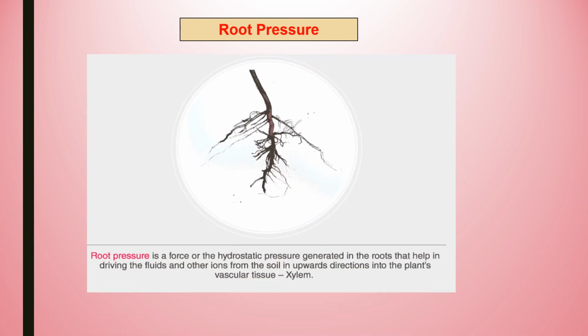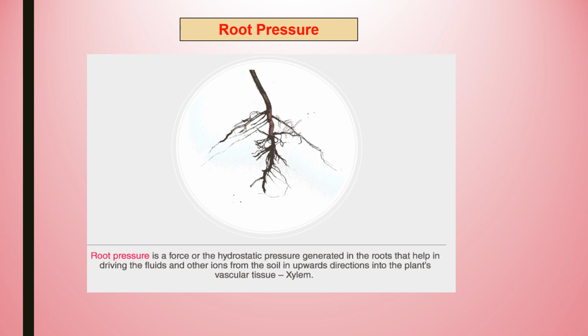Now let us see first one, root pressure. Root pressure is a force or hydrostatic pressure generated in the roots that helps in driving the fluids and other ions from the soil in upward direction into the plant's vascular tissue, that is xylem.